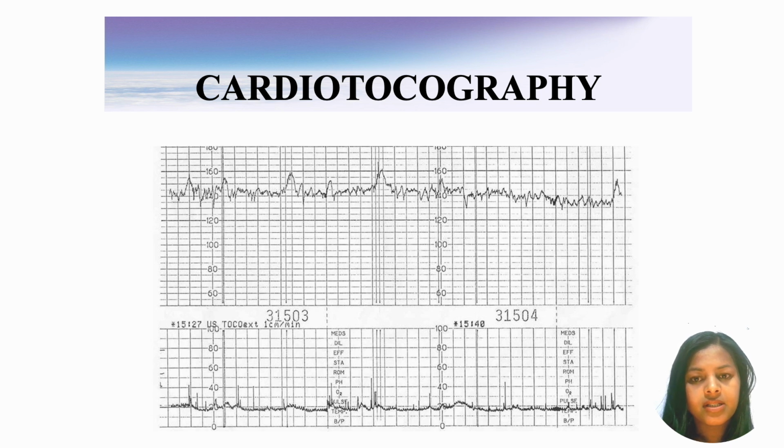Cardiotocography or CTG is a record of the fetal heart rate and uterine contraction during pregnancy as well as during labor, which is measured from the transducer. This paper which you are seeing is called a cardiograph, where you can see the fetal heart rate and uterine contraction record.